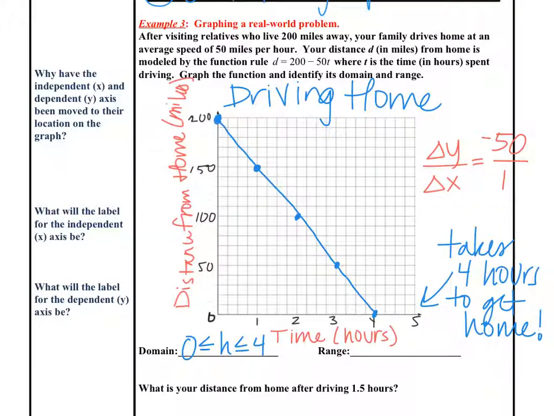My range starts at 0. Lowest. What's the highest point? 200. So the range goes from 0 to 200. What's my label? D, right? Distance. Range goes from 0 to 200.